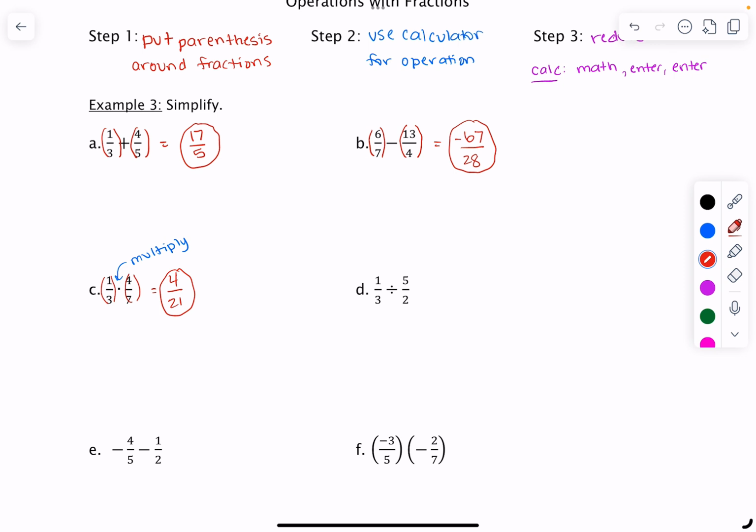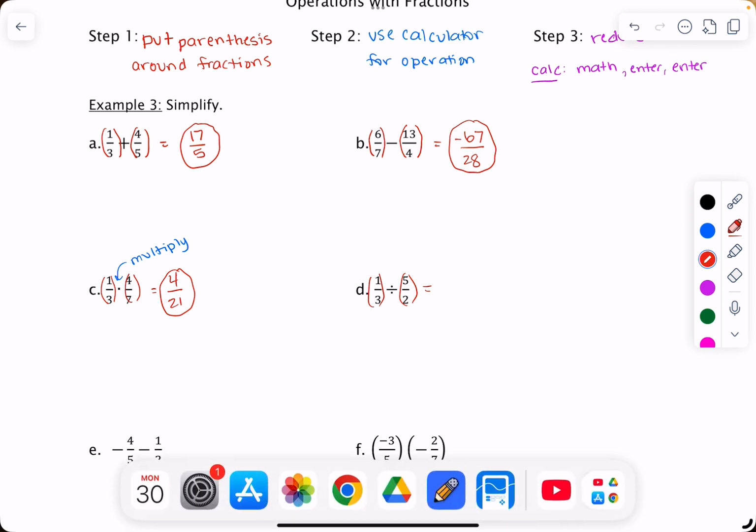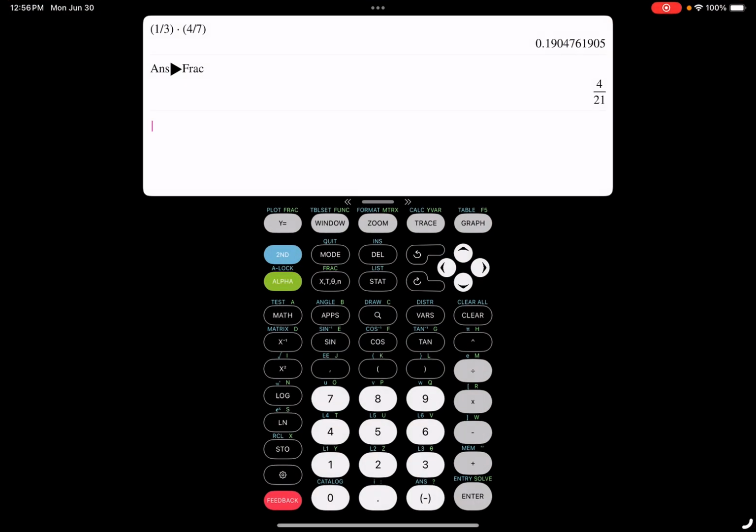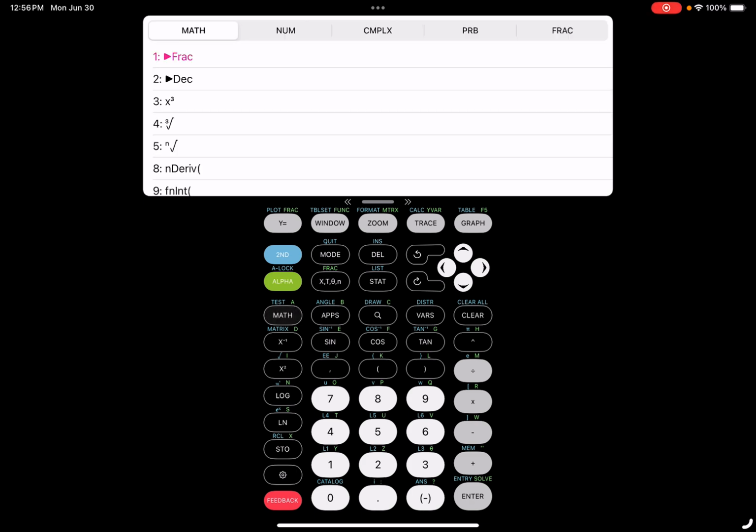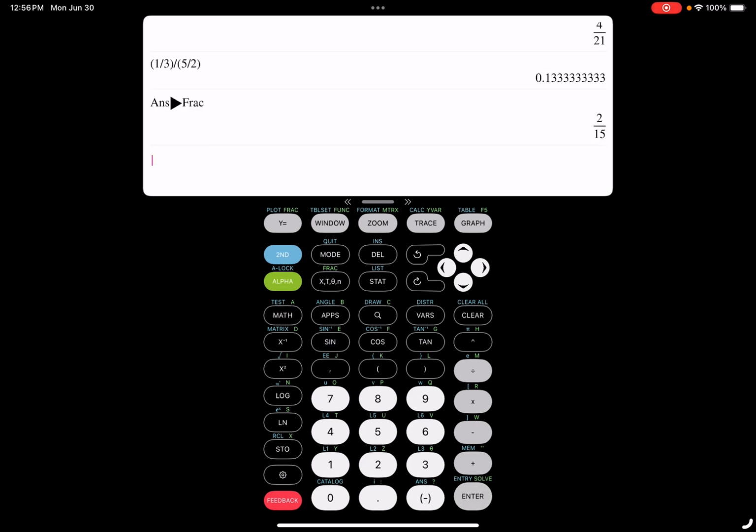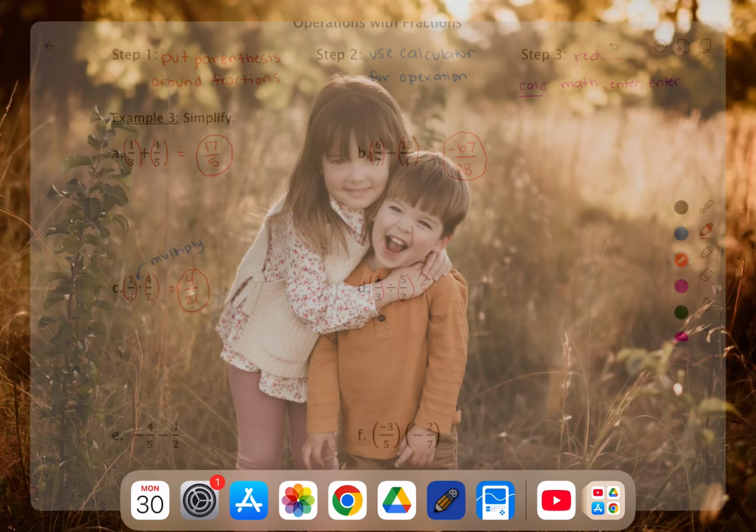That's multiplication. Division, same thing, 1/3 and 5 over 2, but now we're dividing. So I'm going to go back to my calculator. 1/3. Now I'm going to hit my division symbol, and it's going to show as like a little slash, but make sure it's not in the parentheses, and then 5 divided by 2. Enter. Again, that's a decimal, so math, enter, gives us 2 over 15.